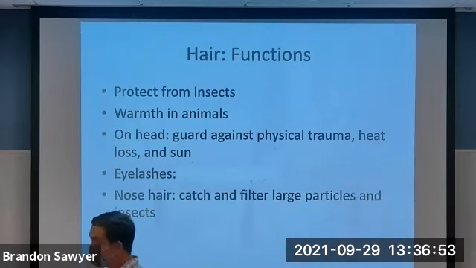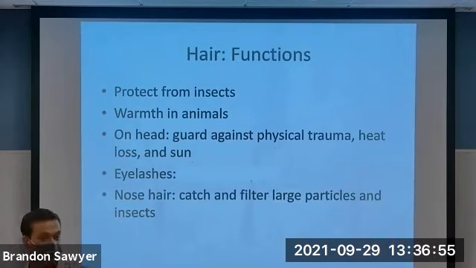So hair definitely has some functions besides just physical appearance, right? It protects us from insects, especially hair on our arms and legs. Certain insects aren't heavy enough to activate touch receptors if they just land on our skin, but if they land on that hair, it bends the hair, that can activate a touch receptor that way. So there's a little bit of function there.